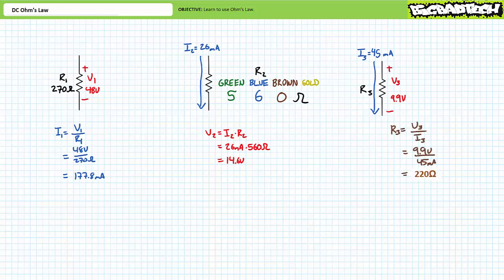Finally, our last problem features an unknown resistor experiencing a 9.9 volt drop across it and 45 milliamperes of current traveling through it. We're being asked to solve for resistance. Resistance is voltage over current. 9.9 volts over 45 milliamperes yields 220 ohms of resistance. You note conventional current flow travels positive to negative, top to bottom, as one would expect for a passive element.